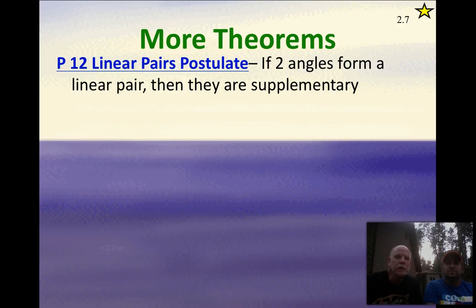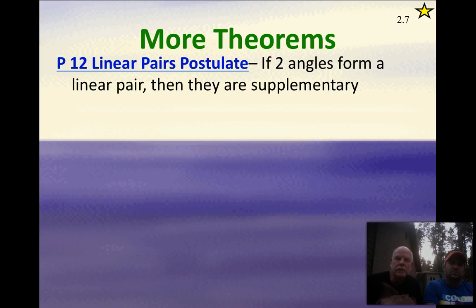Our linear pairs postulate. Like Mr. Badillo said, we've built our vocabulary on this already. We've talked about linear pairs. A linear pair of angles is two angles that form a line. And yes, they're supplementary if they form a line. That's what this theorem says: if two angles form a linear pair, so they form a line, we know that a line is 180 degrees, then they are supplementary.